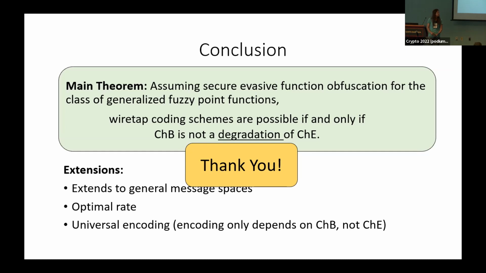Oh, wait, thank you. There is also a question on Zoom. Somebody asked, do you require a specific probability distribution over the message space to prove security? For example, that the message is uniformly distributed.